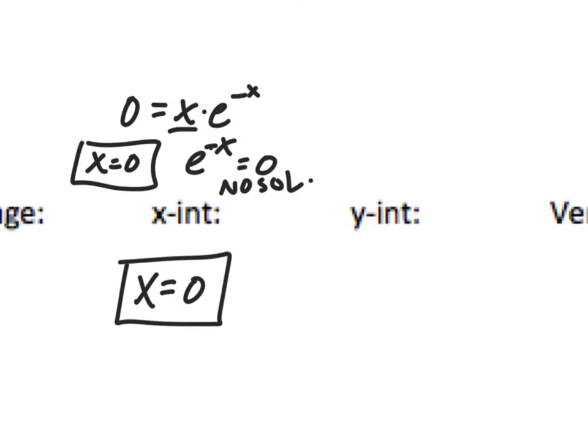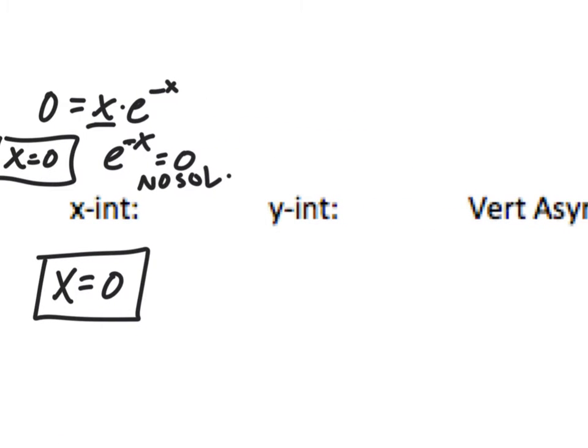The y-intercept, I'm going to go ahead and plug 0 in for x. And so we get y is equal to 0 times e to the negative 0 power, and that's just going to give me 0. So I have the y-intercept, y equals 0.